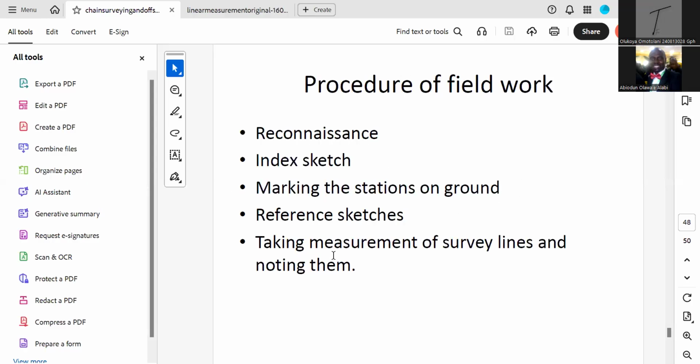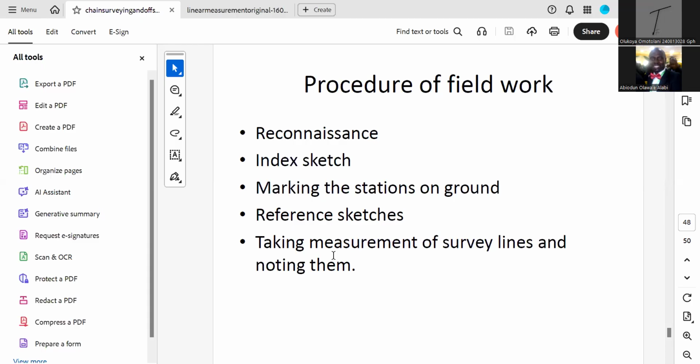Now we have the procedure for field work for chain survey. For the procedure for field work, we do what we call reconnaissance survey. I've told you what we call reconnaissance. Another name for reconnaissance is preliminary survey. So before the main survey, you visit the site or the field to be surveyed.